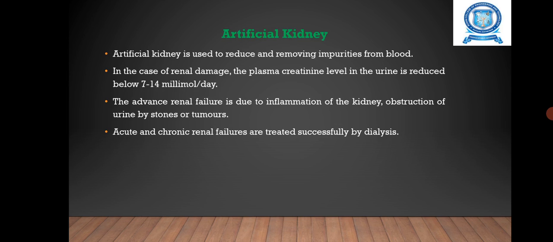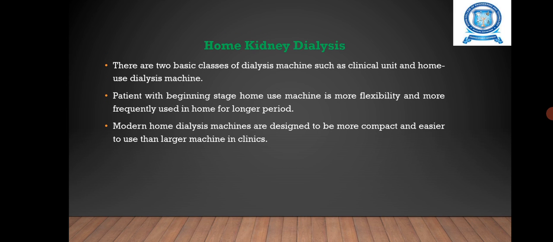Advanced renal failure is due to inflammation of the kidney, or obstruction of urine by stones or tumors. Acute and chronic renal failure are treated successfully by dialysis. Home kidney dialysis: there are two basic classes of dialysis machine. The first one is the clinical unit, and the next one is the home use dialysis machine.